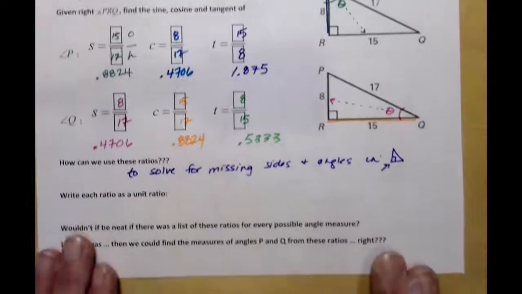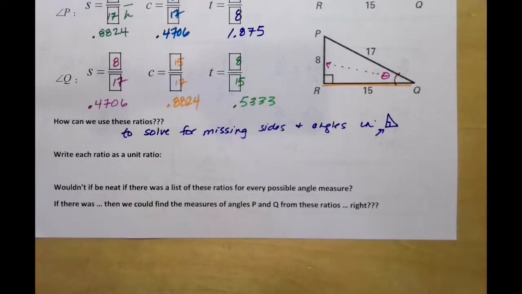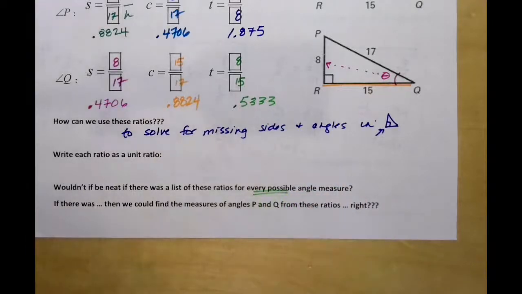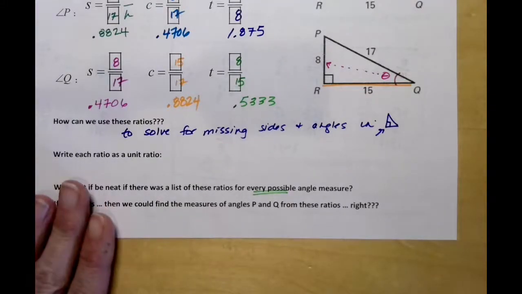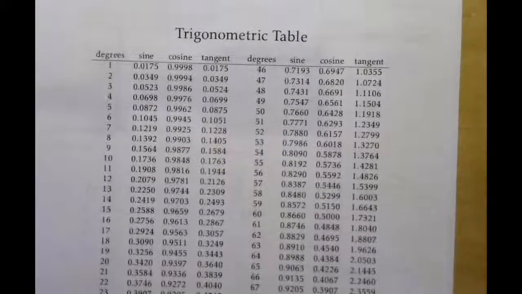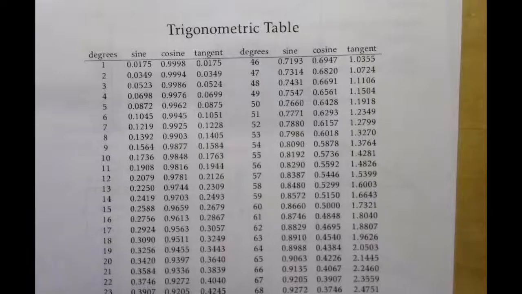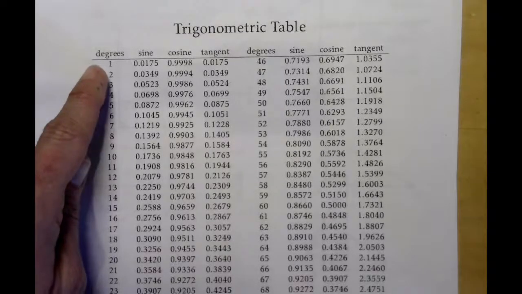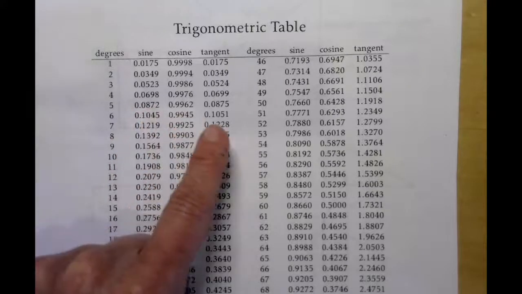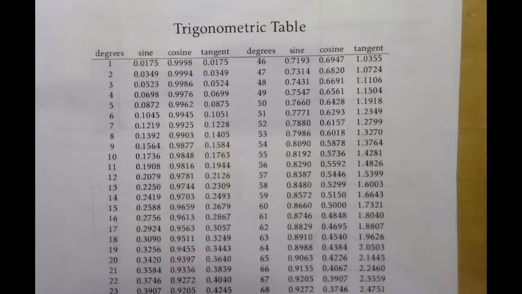So let's consider this next question. Wouldn't it be neat if there was a list of these ratios for every possible angle measure? And if there was, could we find the measures of the angles? I don't know if you've seen this yet or not, but as part of the notes, here it is. Here is a trigonometric table. What mathematicians did was they measured every single possible angle of a right triangle, and then they calculated the sine, cosine, and tangent unit ratios.